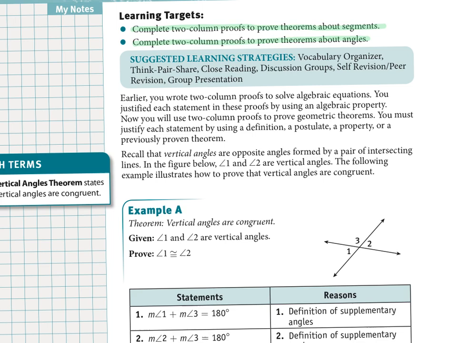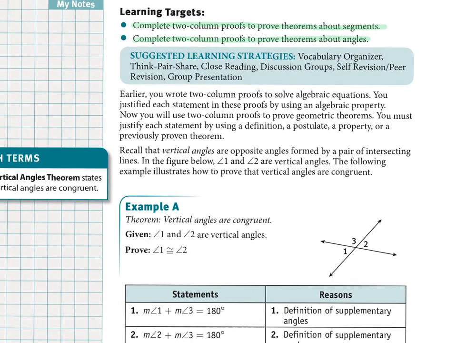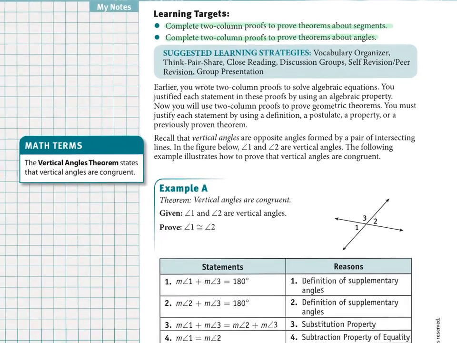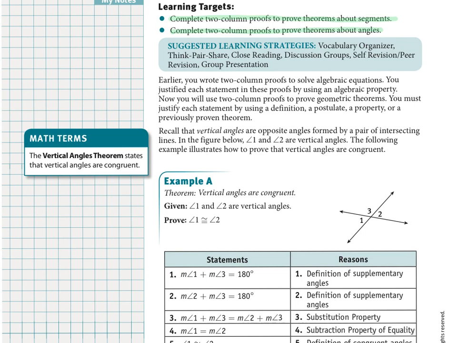Now recall that vertical angles are opposite angles formed by a pair of intersecting lines. As in our figure below, we can see angles 1 and 2 are vertical angles. The following example is going to illustrate how to prove that vertical angles are congruent. Now, if we look over to the left side, it says the vertical angles theorem says that vertical angles are congruent, but we're going to go through how we know this theorem from a proof.